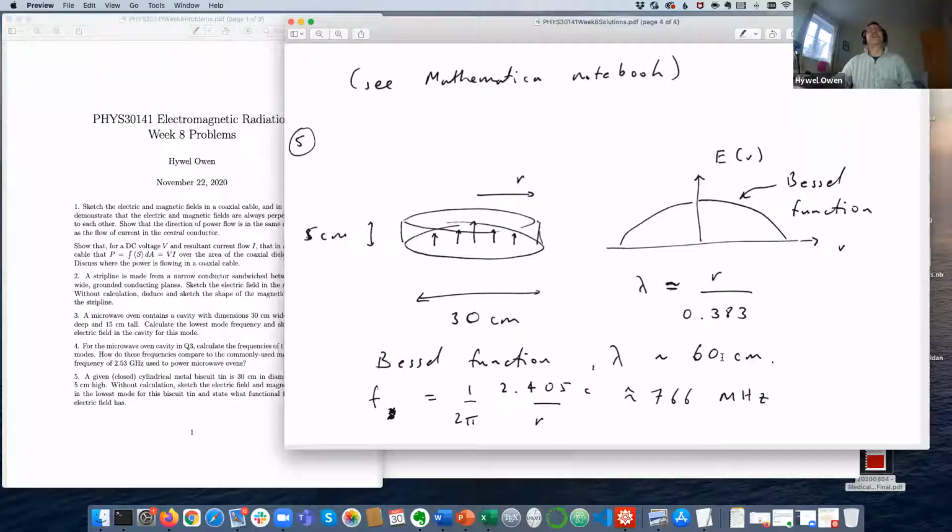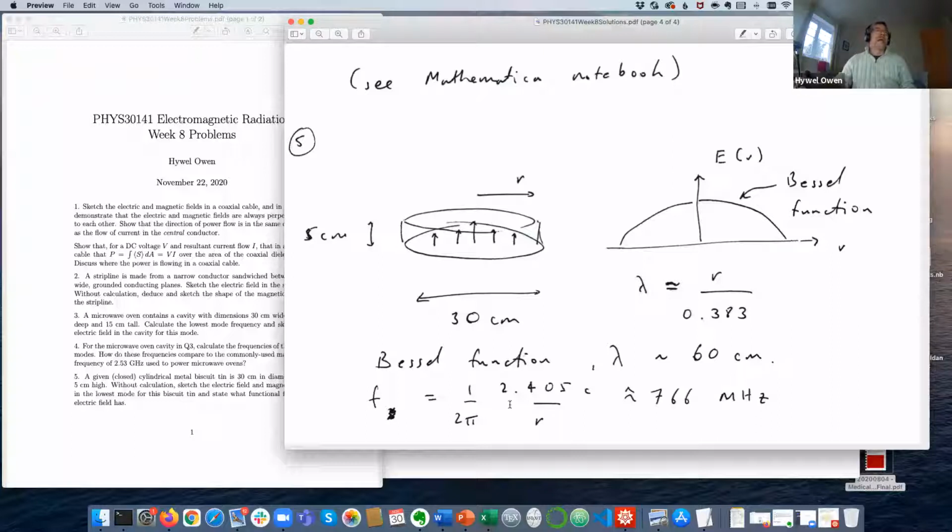Now, we know it's not exactly 60 centimeters, and there's a couple of ways you can write it out, but formally, the lowest mode frequency is given by 2.405 divided by r, where r is the radius of the cavity. That's 15 centimeters in this case. And that 2.405 number comes from the solution of that constraint on the Bessel function, that it must fall to be 0. This is the Bessel function. This is the first order Bessel function. Okay, it falls to 0 at r equals 15.